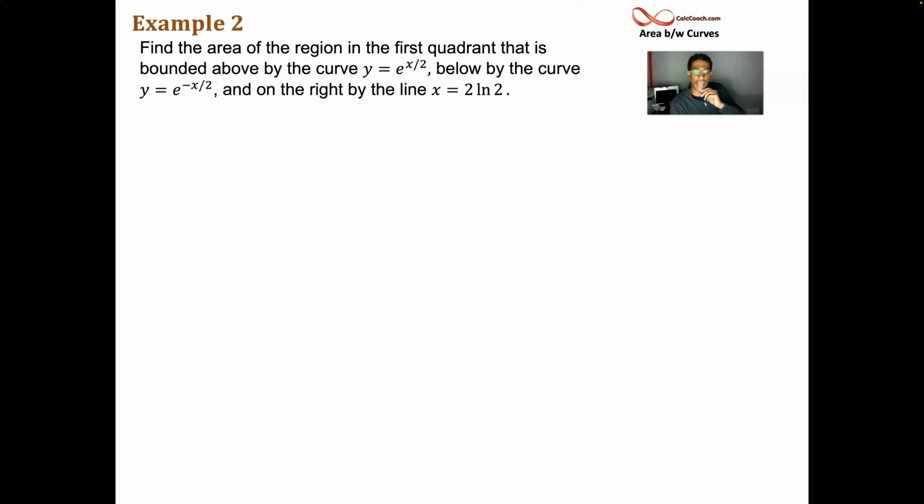And there's one more line, one more part to the region we have to figure out, and that's x equals 2 log 2. Log 2 is a constant. Double that, you get a constant. X equals a constant is a vertical line.